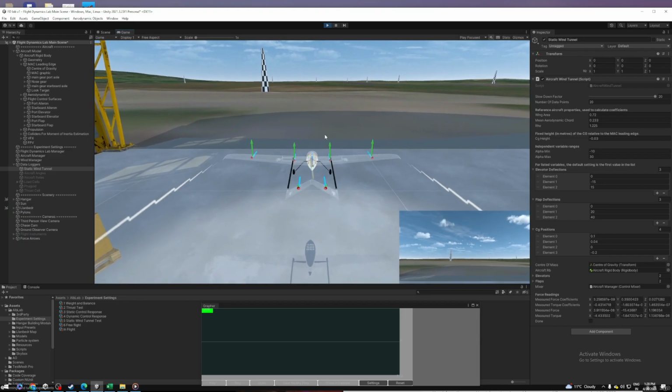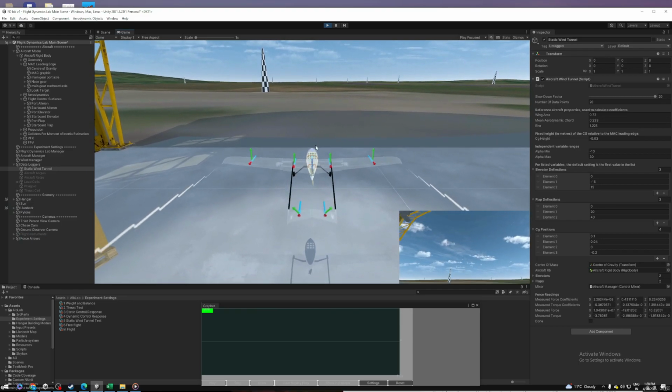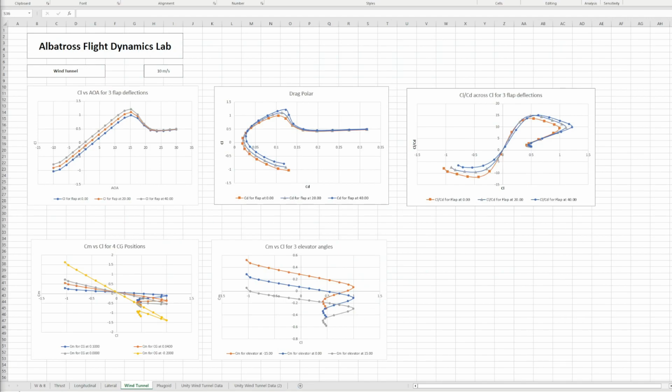Next up, we conducted the wind tunnel test to see how the aerodynamics coefficient change with different center of gravity positions, flap deflections, and elevator deflections. As we increased the flap deflection, the lift coefficient went up as well. The highest lift coefficient we got was around 1.2 with a 40 degrees flap deflection, and we found the stall angle of attack to be around 15 degrees. All of these results were from the wind tunnel test at a speed of 10 meters per second.